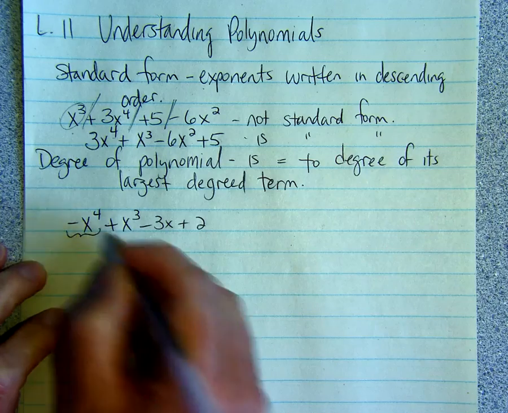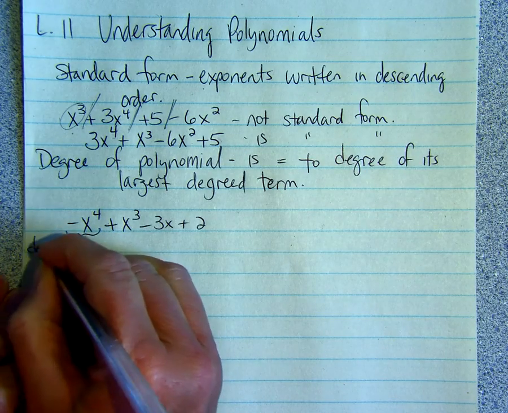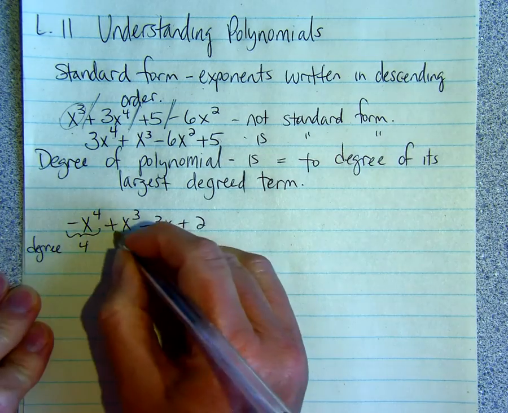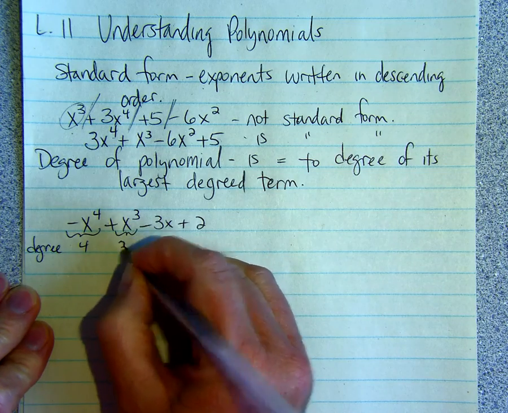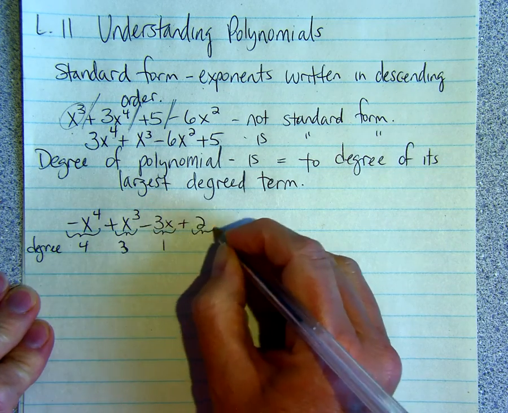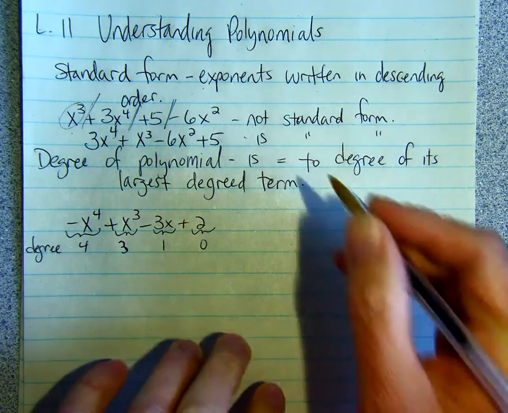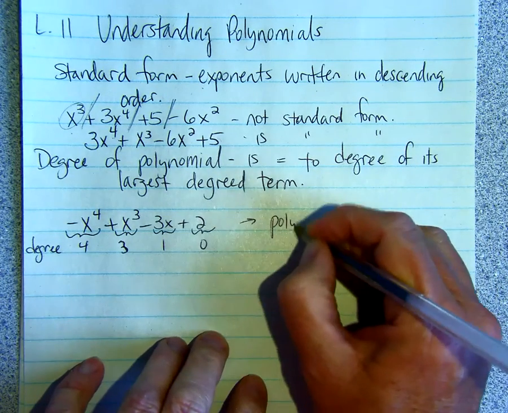each of these terms has a degree. So this has a degree of 4. This one has a degree of 3. This one has a degree of 1. This degree is 0. So the degree of the polynomial is just 4.